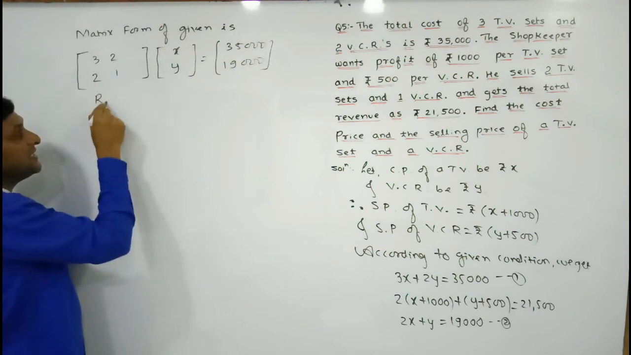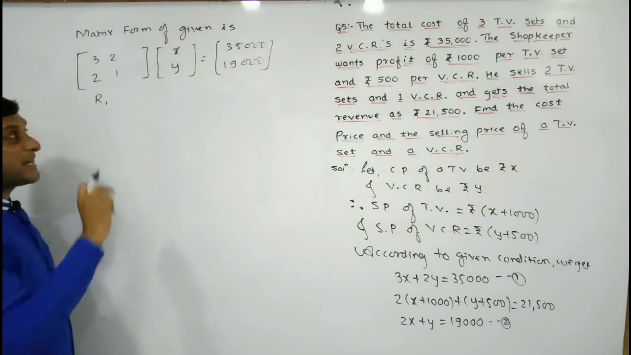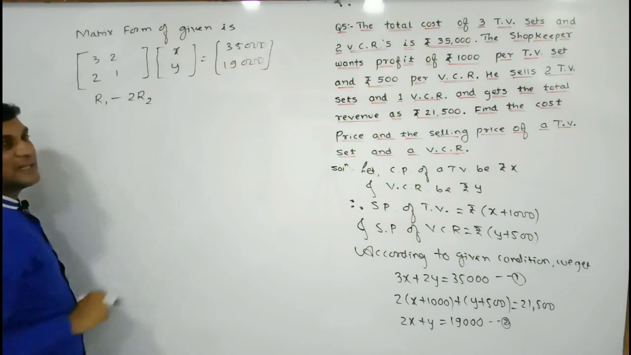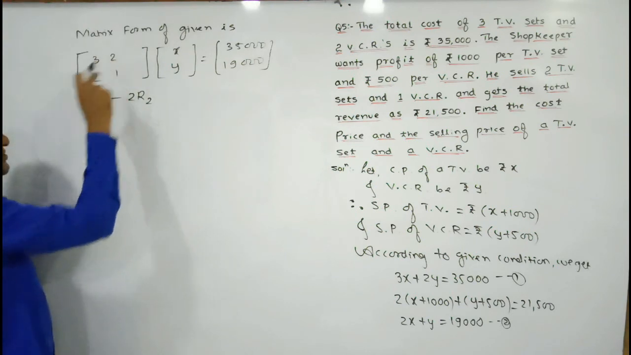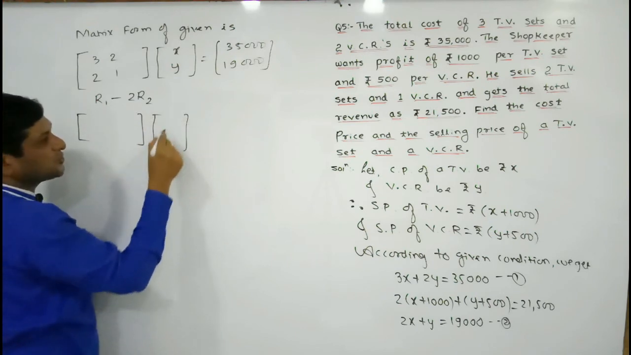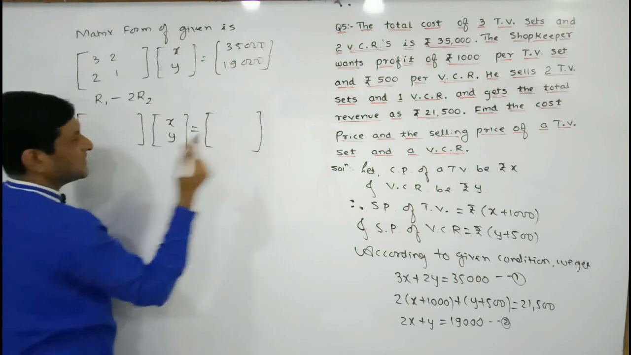As it stands, this is the element of R1. So what is the element of R1? 2. From 2 we have to subtract 2. That's why I am multiplying R2 by 2, and we are taking their subtraction, so that 2 minus 2 will become 0. So our operation is on R1. Perform this operation on R1 on both sides very carefully.